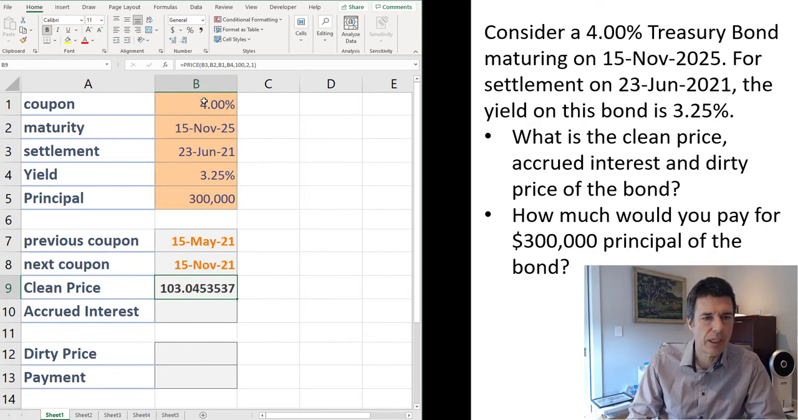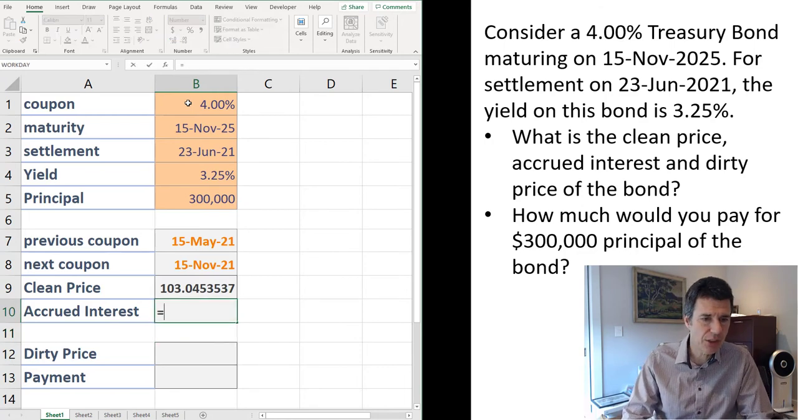So this bond matures on the 15th of November 2025. It has coupons on the 15th of May and the 15th of November every year. The coupon rate is 4%, which means you earn 2% of par of the principal you own every 6 months. Okay, the accrued interest is the interest accrued since the last coupon date.